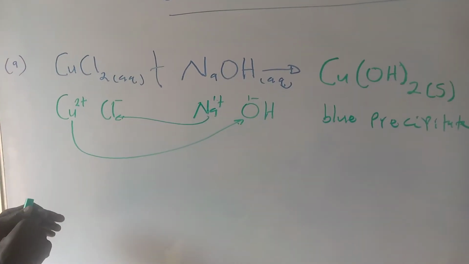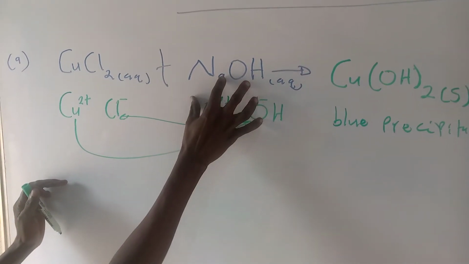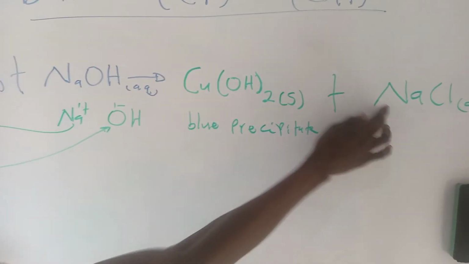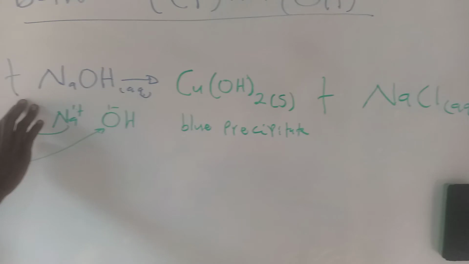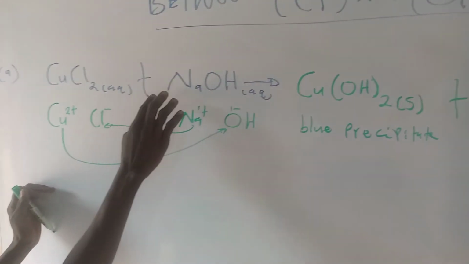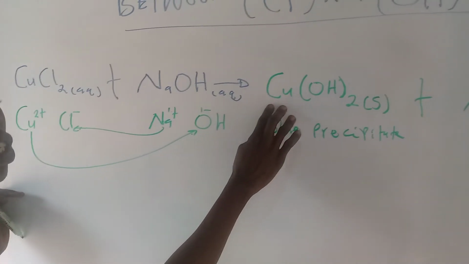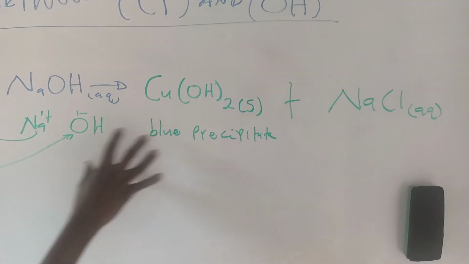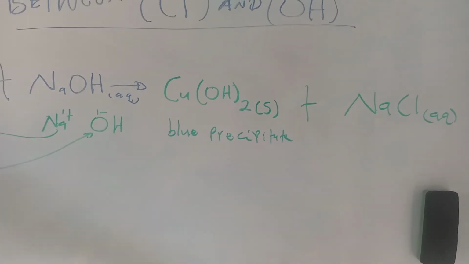So we see that when you react two soluble salts, an insoluble salt is produced, and there is also one which is soluble. That is what we call double decomposition: the reaction between two soluble salts to produce an insoluble salt and one which is soluble. So now, how do we complete the equation?